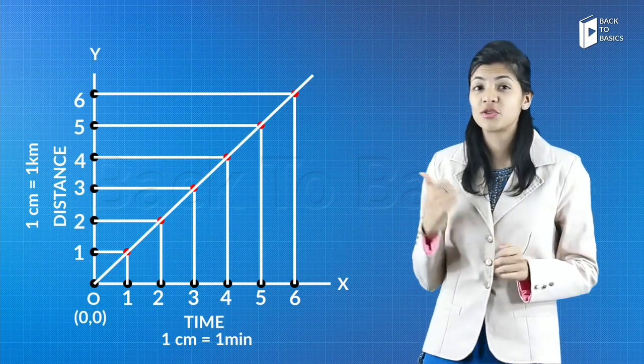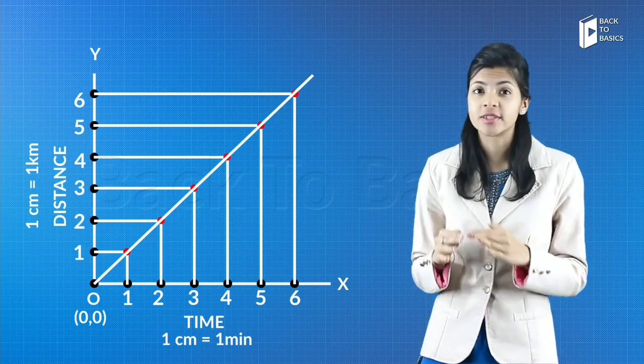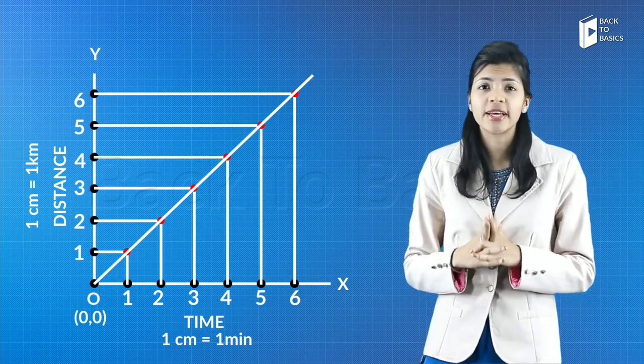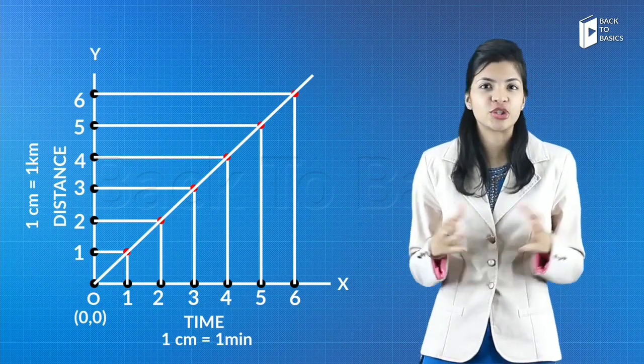If you obtain a straight line like this one, that means that your body is moving with constant speed. But if your body has varying speeds, then the line can be of any different shape.